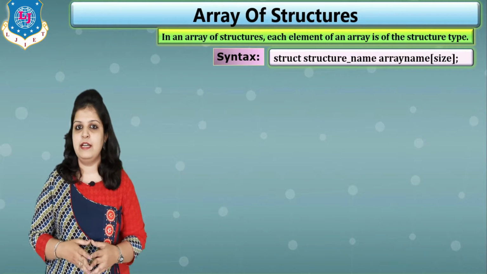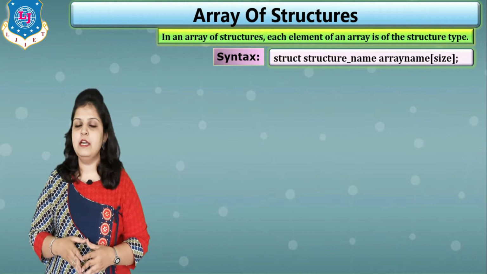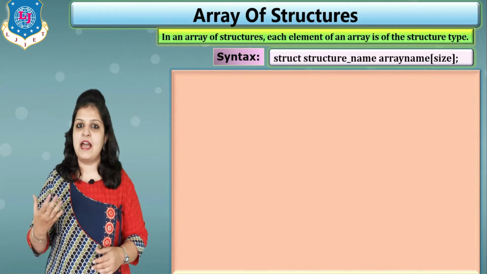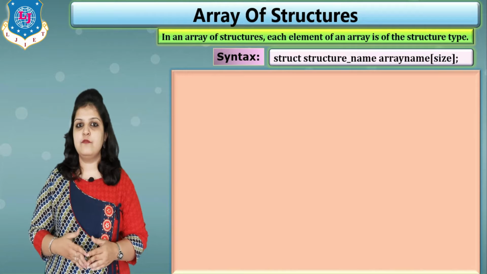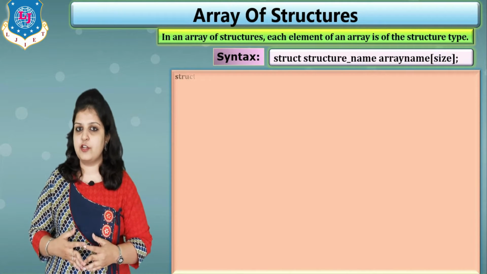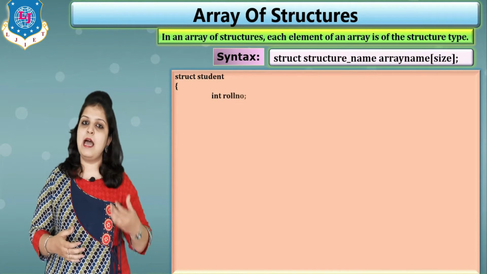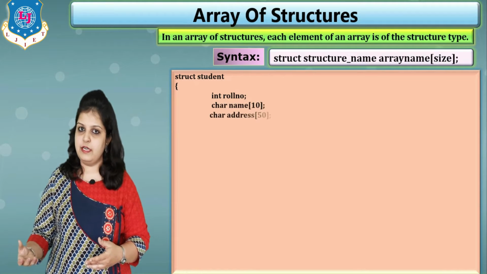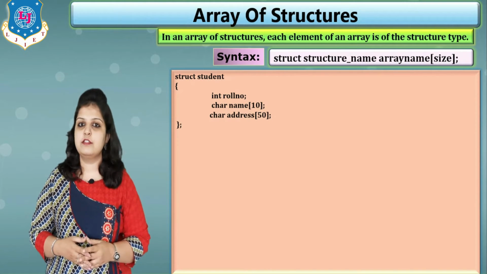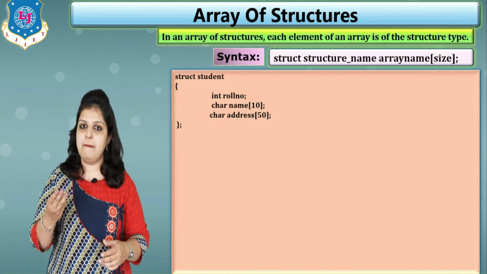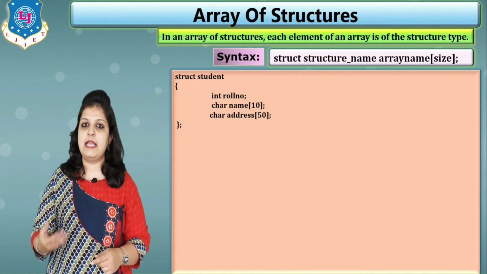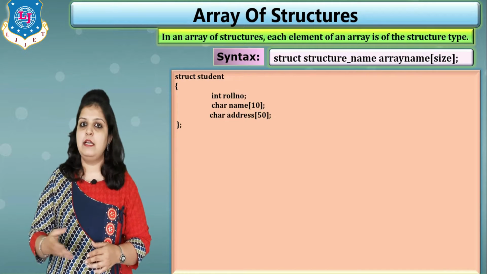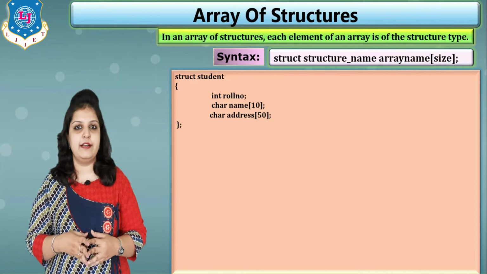And how can we write the program? So here I am writing 5 students' data using array of structure. First of all we have to define the structure, and the same example I have taken here for student data. So first struct student, and here 3 members are available. Our first member is roll number, then second is student name, and third is student address.